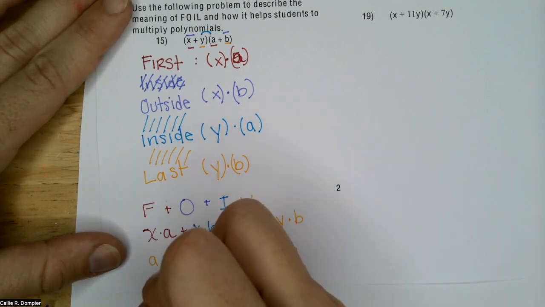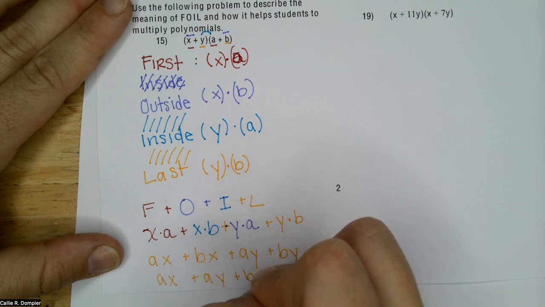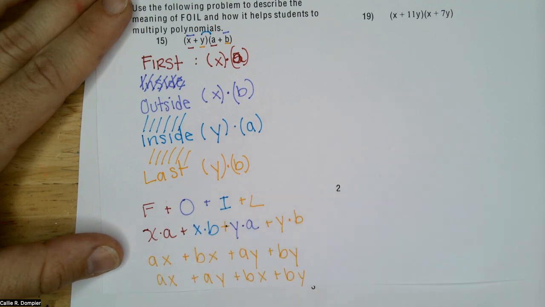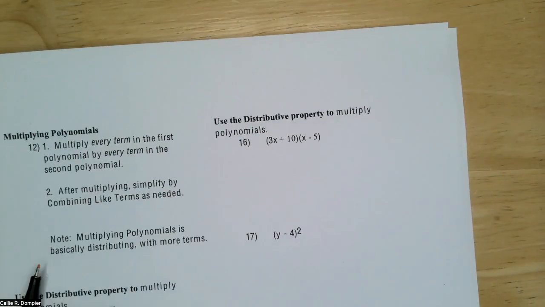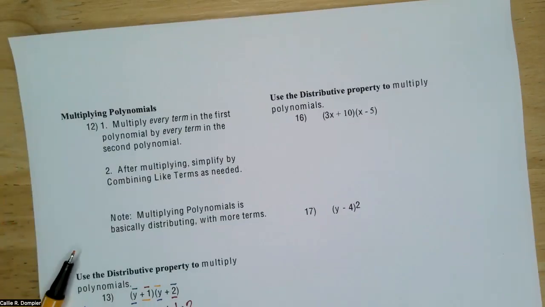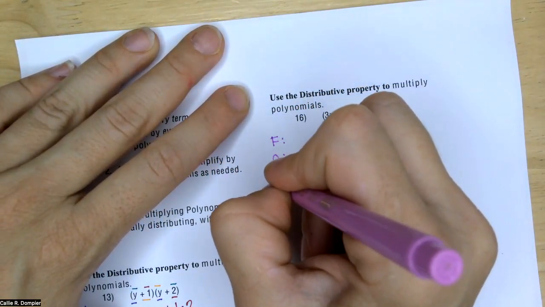And you can change the order: ax plus ay plus bx plus by. That doesn't change the value. Good? All right, so let's use the distributive property to multiply polynomials. Let's see if I can do a real FOIL.